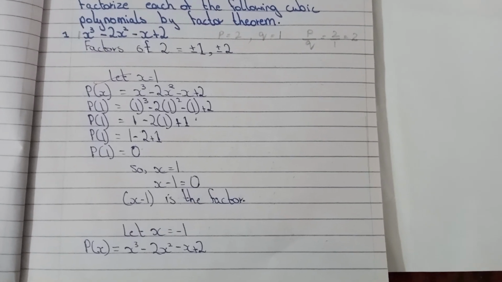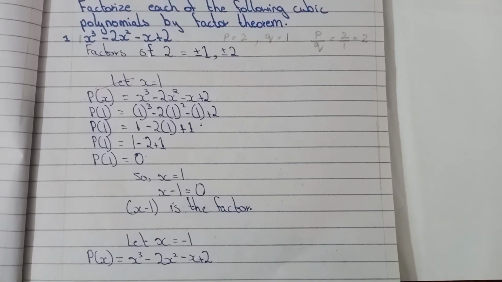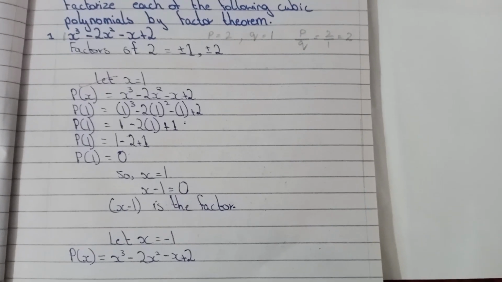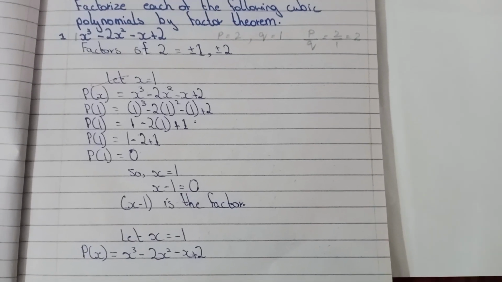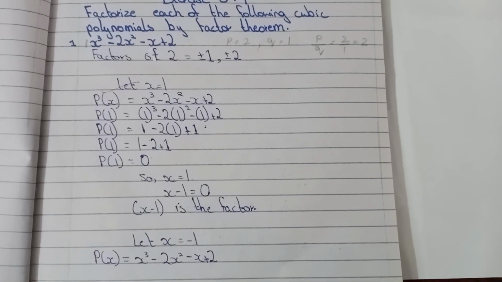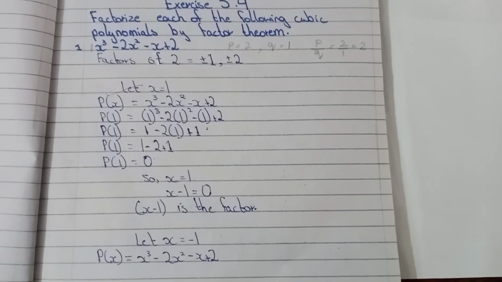First of all we are taking 1. We put it in p of x, and we have got remainder 0. So it is proved that it is a factor. So x is 1, and we have to change its side, that will be x minus 1. So the first factor is x minus 1, and if it is not equal to 0, then it is not a factor.